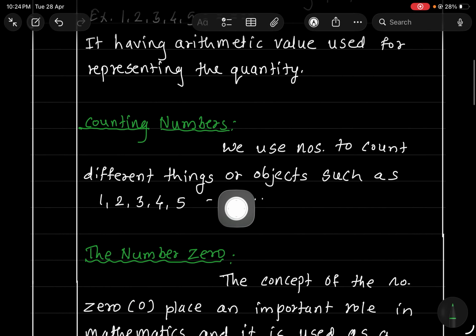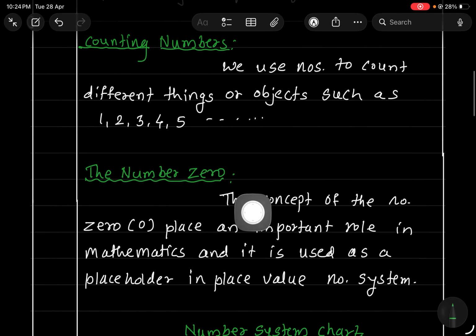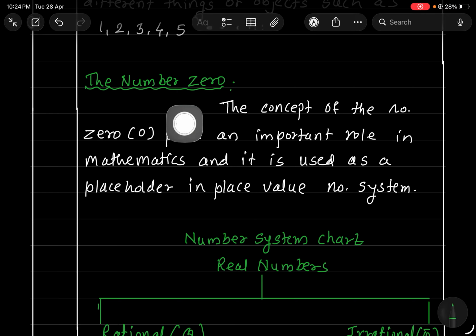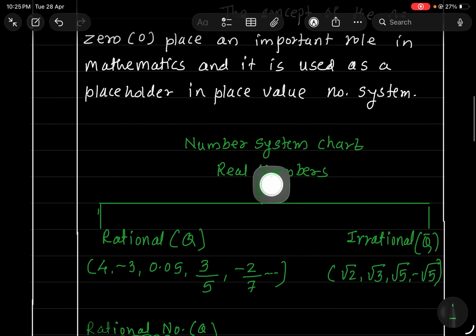In small classes you studied, but then step by step in numbers many concepts are coming, slowly one by one. In this video there is a little introduction. Numbers, again in numbers: the number 0. You know that this concept of number 0 plays an important role in mathematics. It is used as a placeholder in place value. In place value it is very important, and because of the 0 we understand the place value of that particular number.